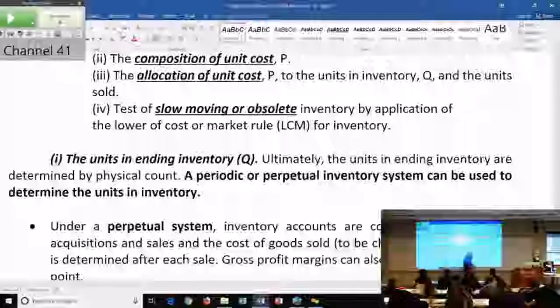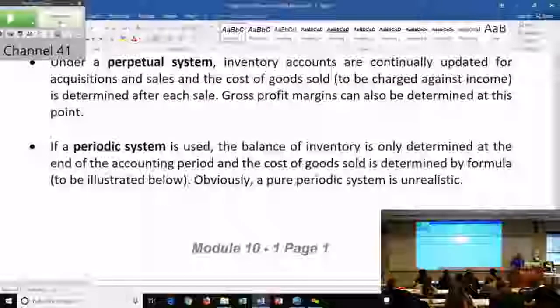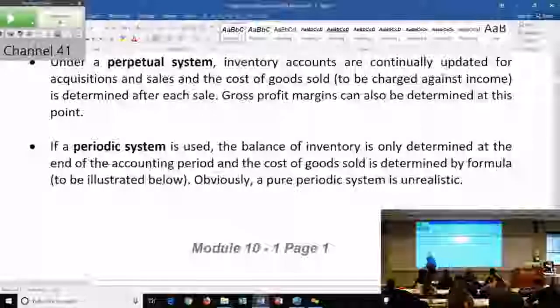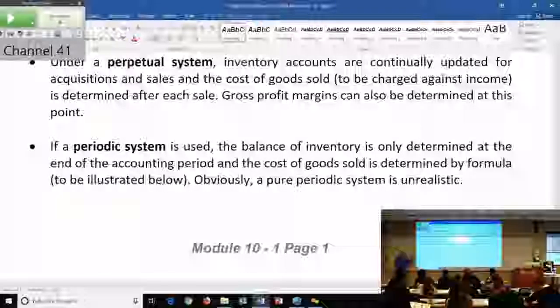The other system is the periodic. On a perpetual system, we talk about continuous. We're saying that every time inventory is purchased or sold, inventory is updated in the records. Every single transaction updates the inventory records. So you've got a continuous balance. So you always know the balance of inventory. You always know your sales. You always know your cost of goods sold and your gross profit.